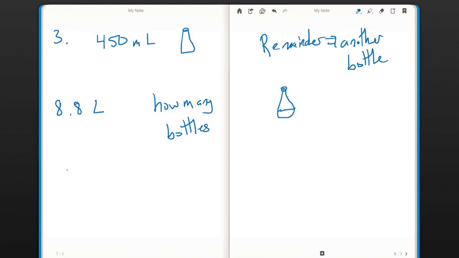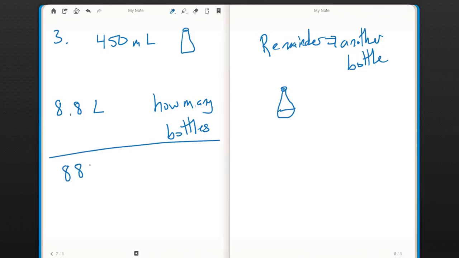So one thing that I would do to make this problem solvable is to go into units. Of course, you have liters and milliliters. I'm going to make them both into milliliters so that I can do the division. And I'm going to say I have 8,800 milliliters divided by 450 milliliters.